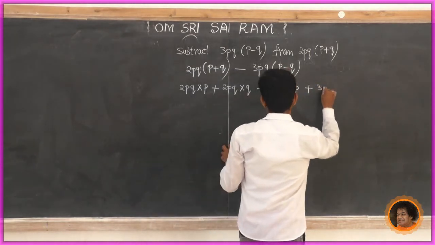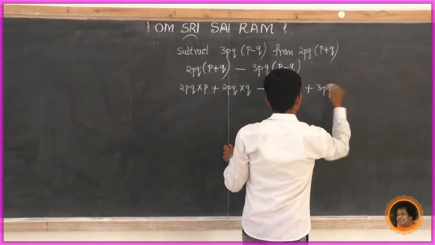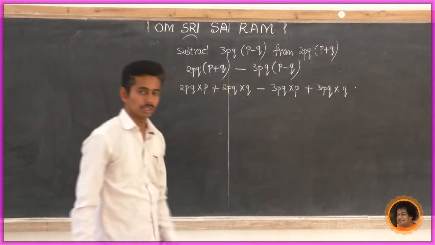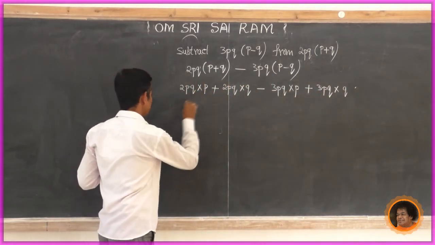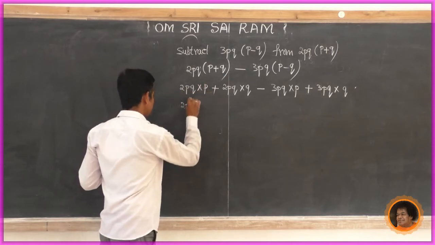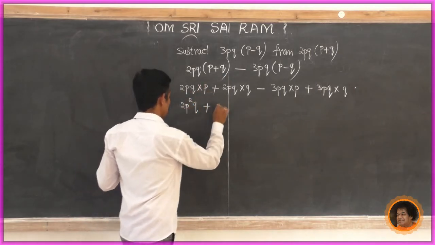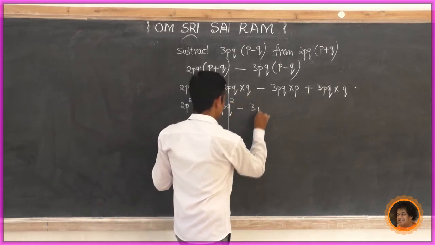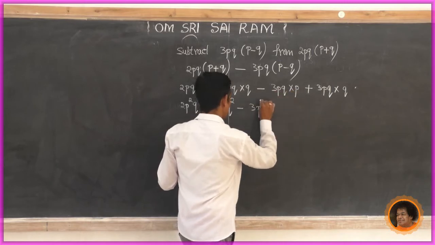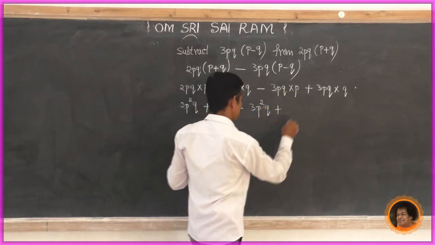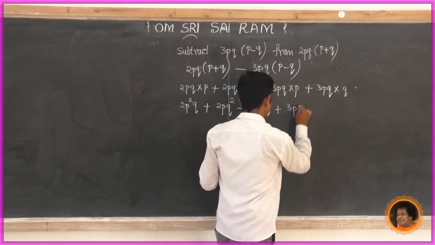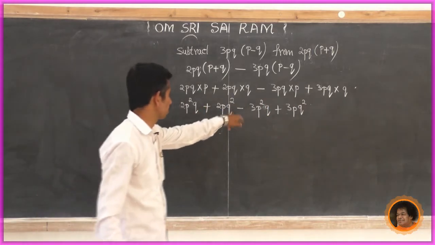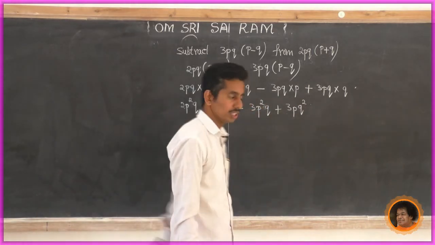So 3pq into q. Now 2pq into p, what do we get? p into p is p squared, so 2p squared q, plus 2pq into q is 2pq squared, minus 3pq into p becomes 3p squared q, plus 3pq into q becomes 3pq squared. So 2p squared q plus 2pq squared minus 3p squared q plus 3pq squared.